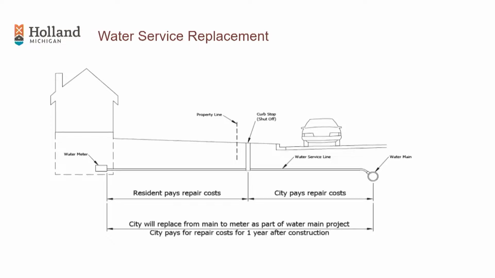Now, there is a one-year warranty period for the contractor. If something were to go wrong, that would be covered, just like anything else you would typically have replaced. But that ownership is going to stay the same as it is today.